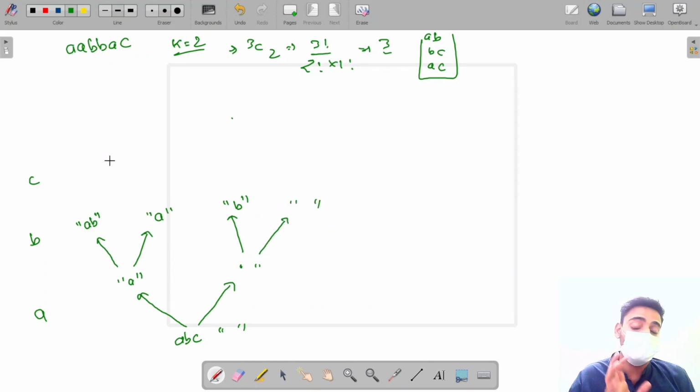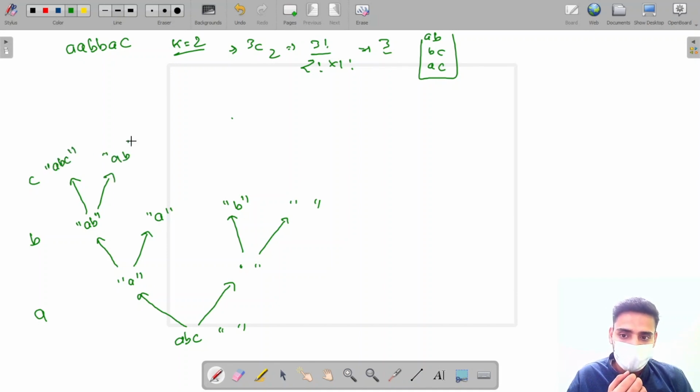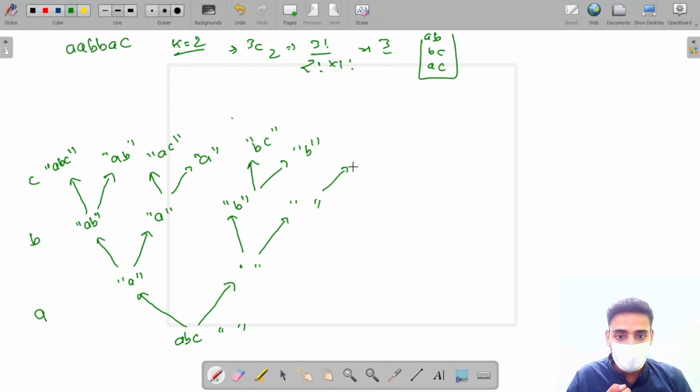Now we are on the third level, the level of C. We have 2 choices again, either C comes or not. If C comes, the answer string will be ABC. If it doesn't, the answer string will be AB. Here also we have 2 conditions. If C comes, the answer string will be AC. If it doesn't, the answer string will be A. Here also, if C comes, it will be BC. If it doesn't, it will be B. Here also, if C comes, it will be C. If it doesn't, it will be blank, right?